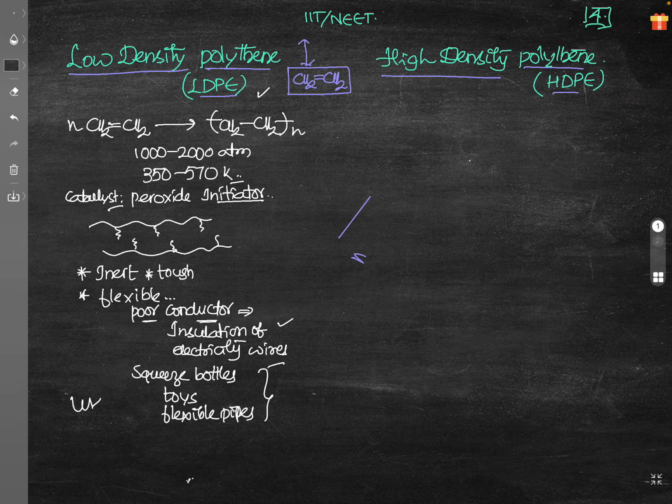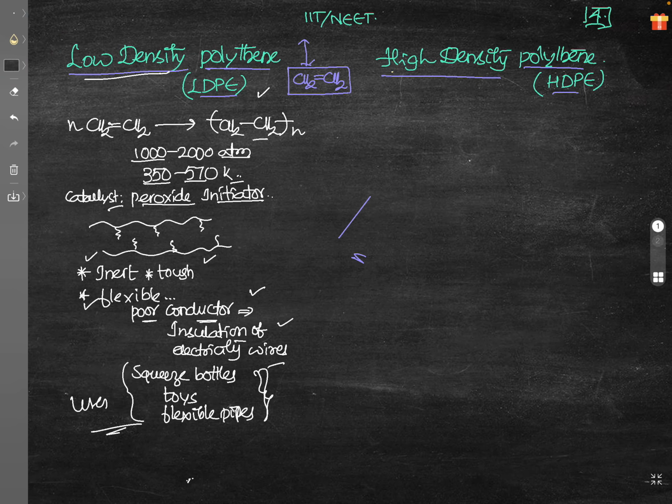Uses. So what is about low density polythene? Low density polythene is nothing but a polymer of ethylene when it is polymerized at 1000 to 2000 atmosphere pressure, 350 to 570 Kelvin in the presence of peroxide catalyst. It will be having some branches. It is inert in nature. It is tough. It is flexible. Poor conductor of electricity. Used in preparation of squeeze bottles, toys, and flexible pipes. If you remember these points, that's more than sufficient.